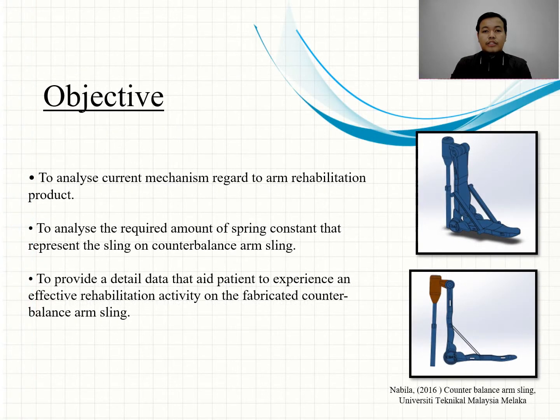The objective of this product is, first, to analyze the current mechanism with regard to arm rehabilitation products. Second, to analyze the requirement of the spring constant that represents the sling on the counterbalance arm sling. And the last one is to provide detailed data that aids the patient to experience an effective rehabilitation activity on the fabricated counterbalance arm sling.